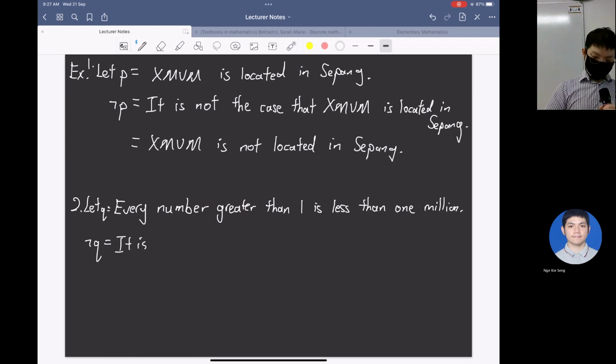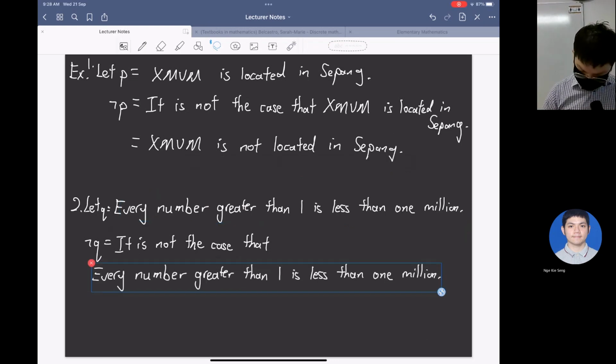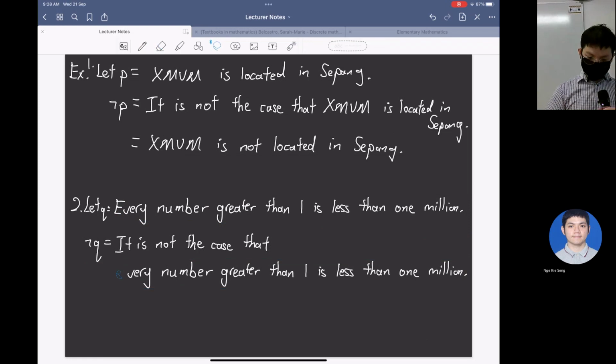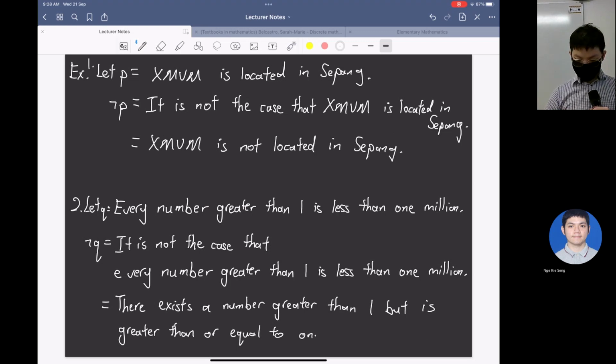Okay, good. There's another way to say it. The other way to say it is: there exists a number greater than 1 but is greater than or equal to 1 million.